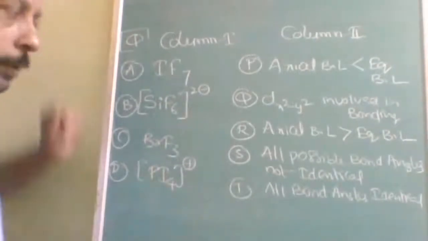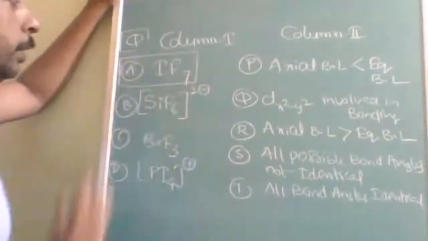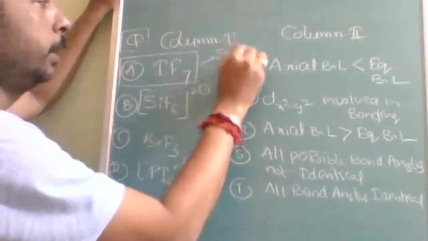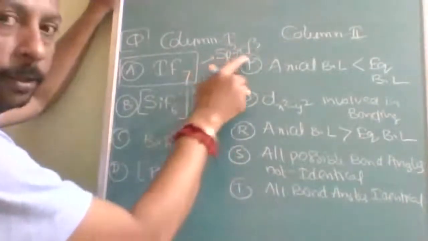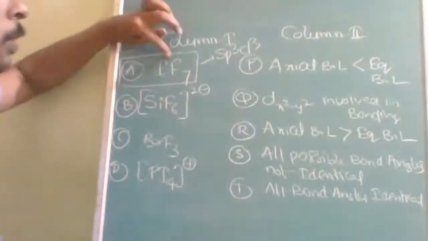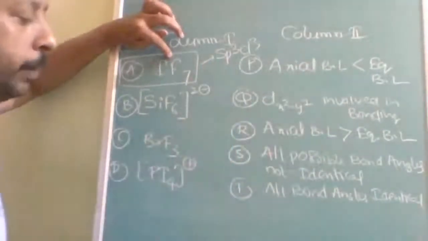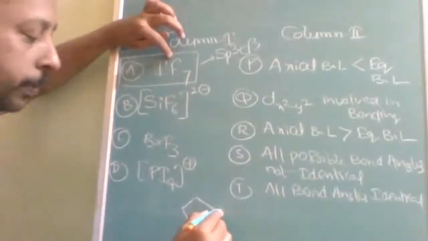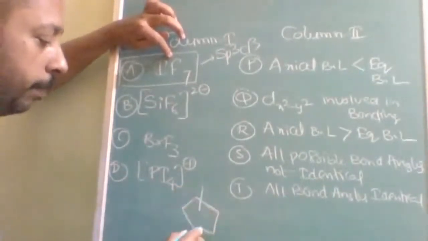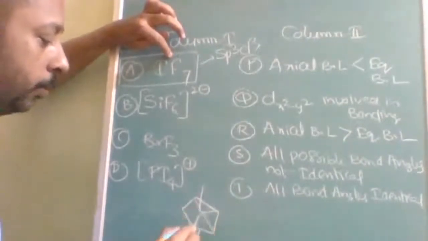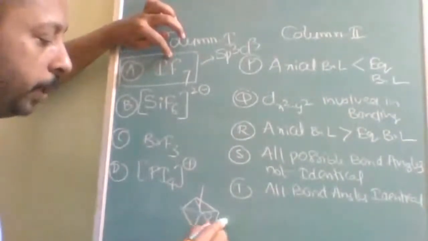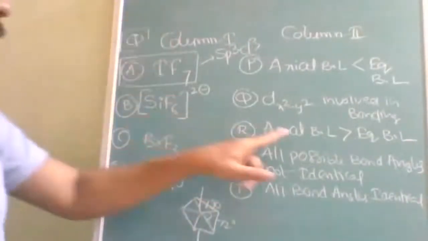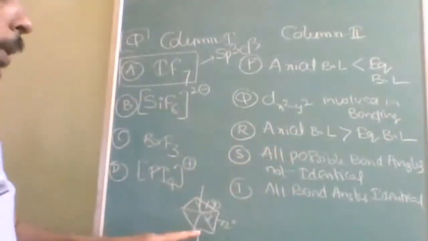See, IF7. Everybody must be aware that hybridization is sp3 d3, 7 bonds, 7 orbitals. In sp3 d3 there is a difficult situation: the structure is pentagonal bipyramidal. In pentagonal bipyramidal, in the plane the bond angle is 72 and above it is 90°. Therefore, axial bond length.